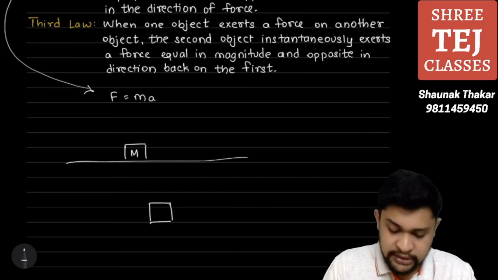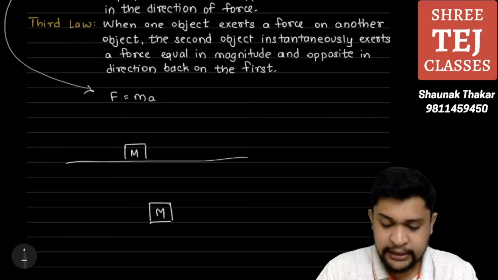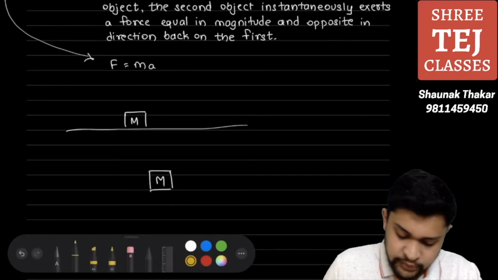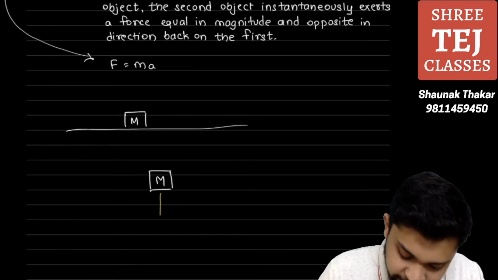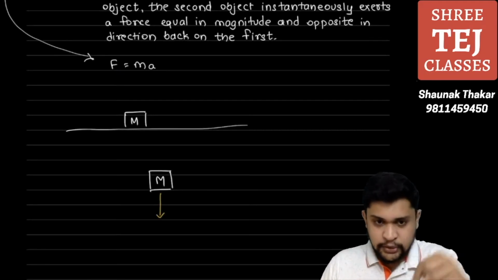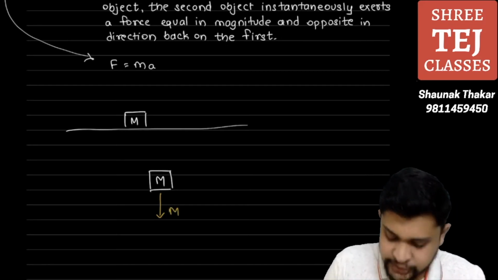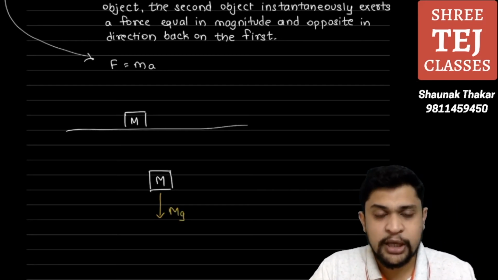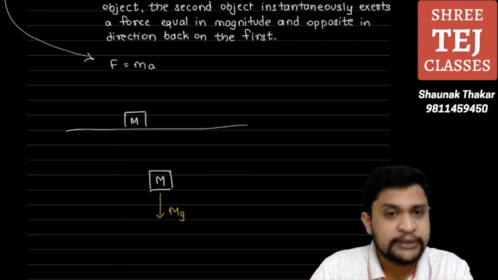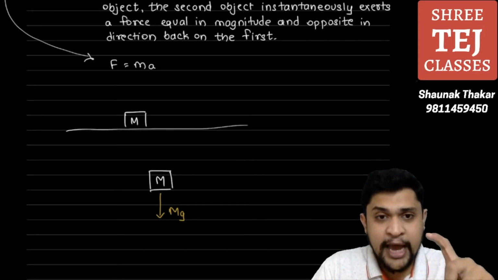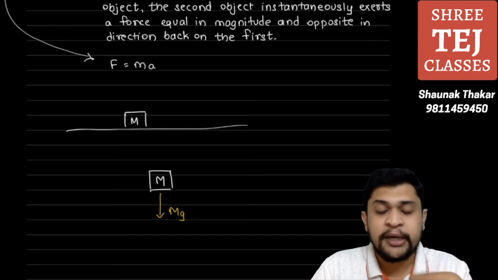Which is the force that will always be present? It will be gravitational force. So gravitational force will act always below and that will be m into g. M into g will be gravitational force. Now if this was the only force acting, the box or the object would have to fall below, but it is not falling.